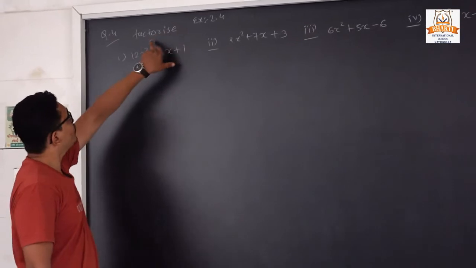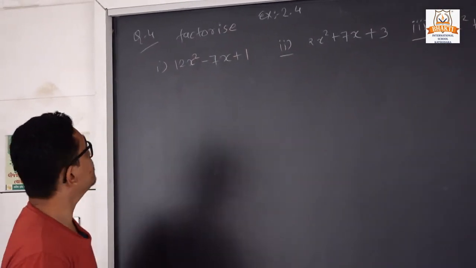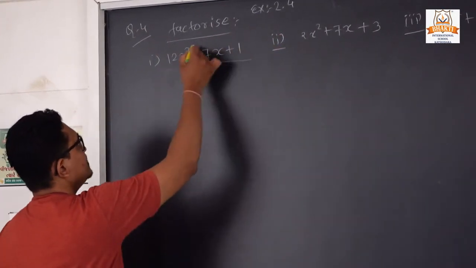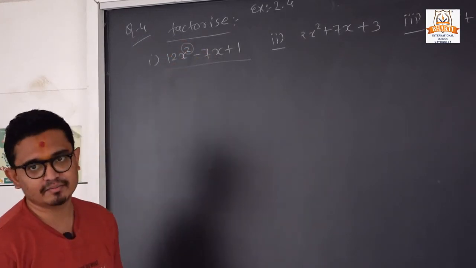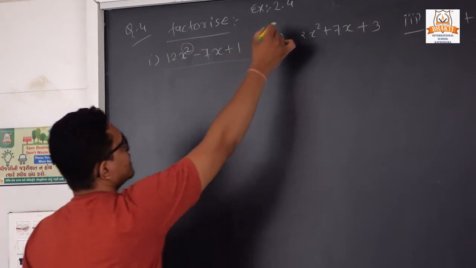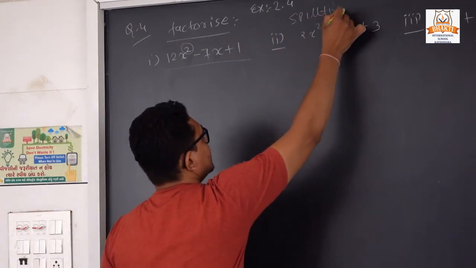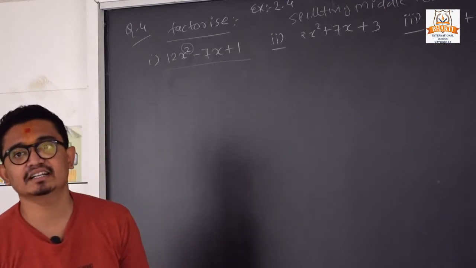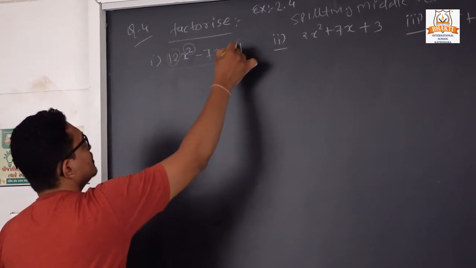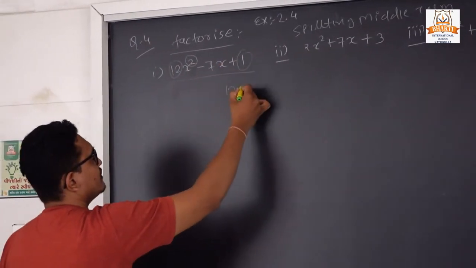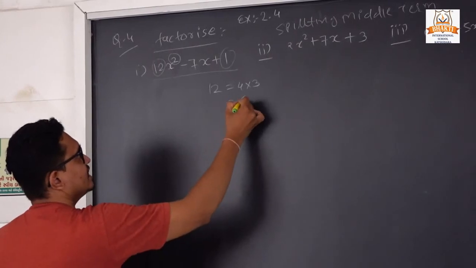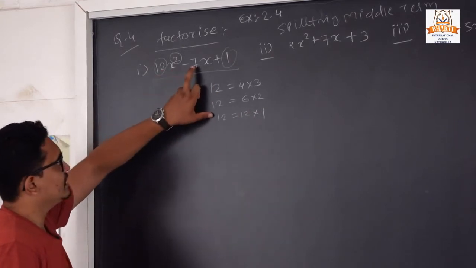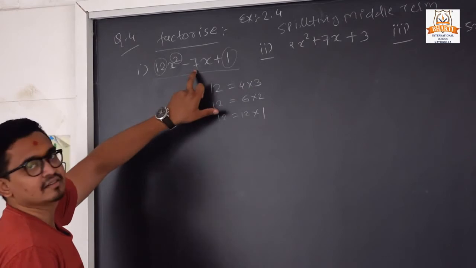So that is our question second and third. Question 4 from exercise 2.4. Question 4, it is what? Factorize. First, see that it is a quadratic polynomial. For a quadratic polynomial, we use the method of splitting the middle term. It is easy for us. 12 ones are 12. So what are the factors of 12? 4 3s are 12, 6 2s are 12, and 12 ones are 12. Now what we need here is 7. So 4 plus 3 is 7. Clear?